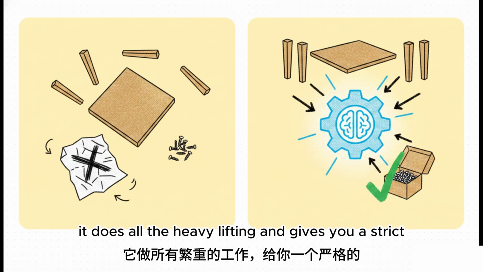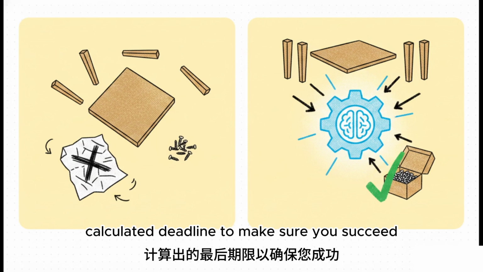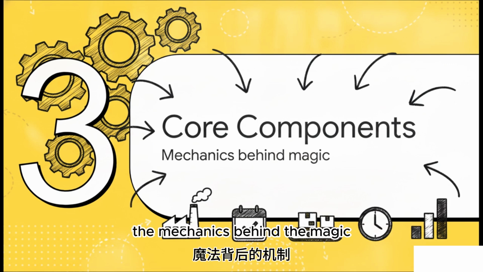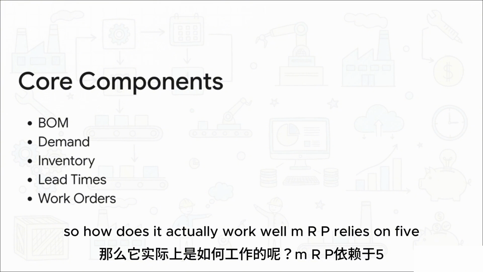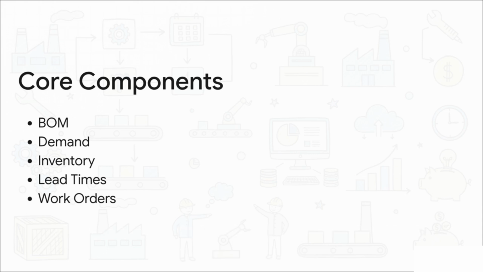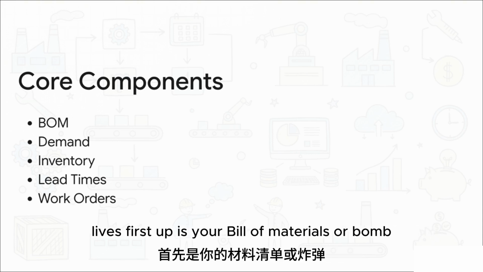It does all the heavy lifting and gives you a strict, calculated deadline to make sure you succeed. Section 3. The 5 core components, the mechanics behind the magic. So how does it actually work? Well, MRP relies on 5 fast, clear components to function as your operational brain. Let's break these down because this is where the real power lives.